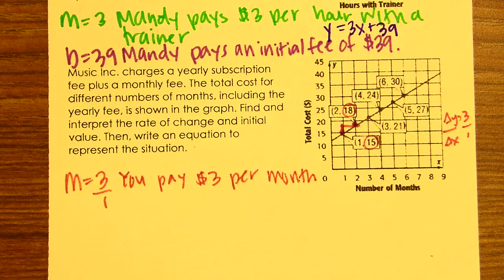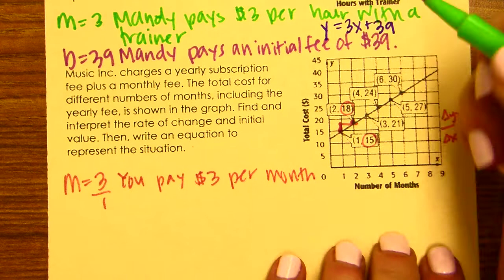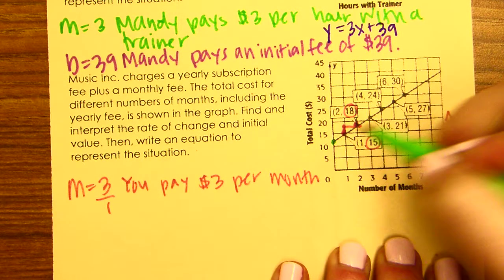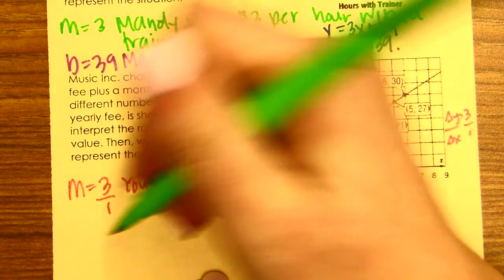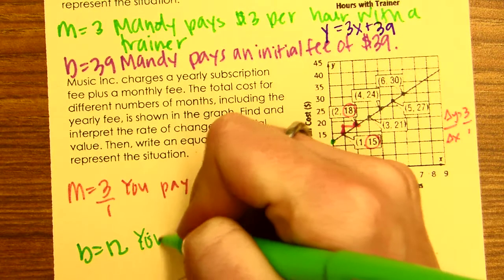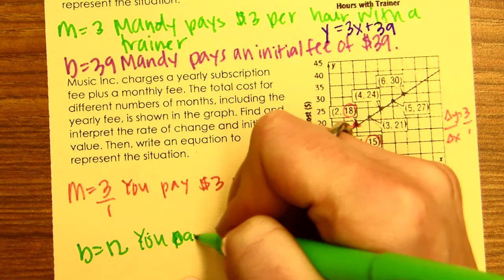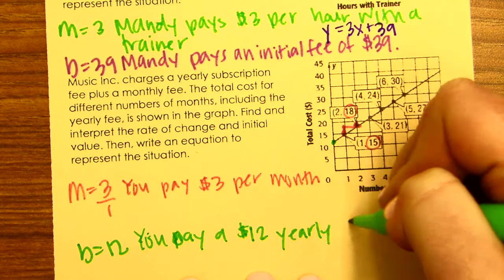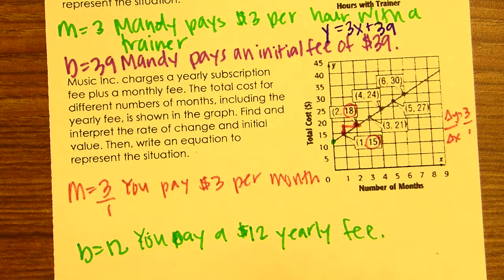My initial value is kind of hard to read from the graph, but I know every month it's going up $3. So if I go backwards $3 from 15, I'll be at 12. So my initial value is 12. That's my yearly fee. So you pay a $12 yearly fee. So I pay $12 every year, plus $3 every month after that I'm using this music subscription.